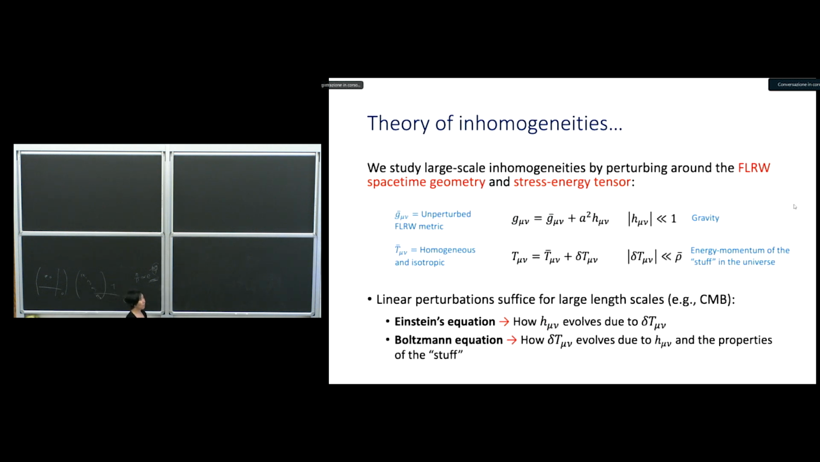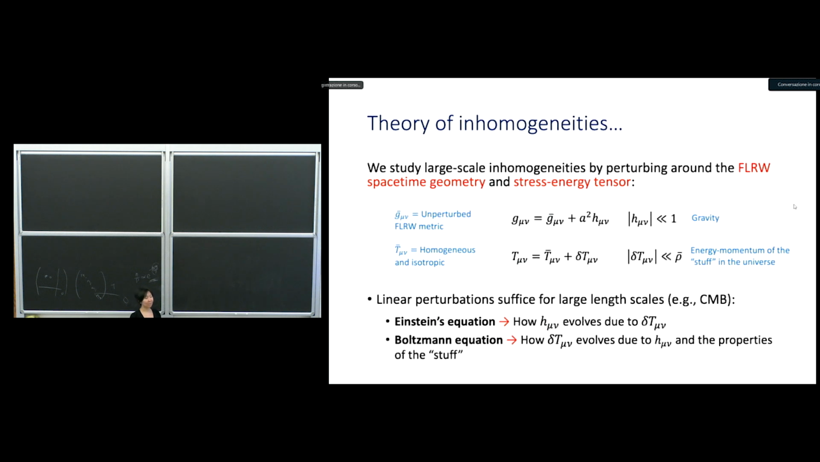So then all we have to do is take Einstein's equation, stick in my metric, and find out my Einstein tensor, stick in my δT_{μν} to find out the stress energy tensor term, and that together would tell me how the perturbations in the metric evolve according to the perturbations in the stress energy tensor. Okay, that's Einstein's equation. And I mentioned earlier, we also use the Boltzmann equation.